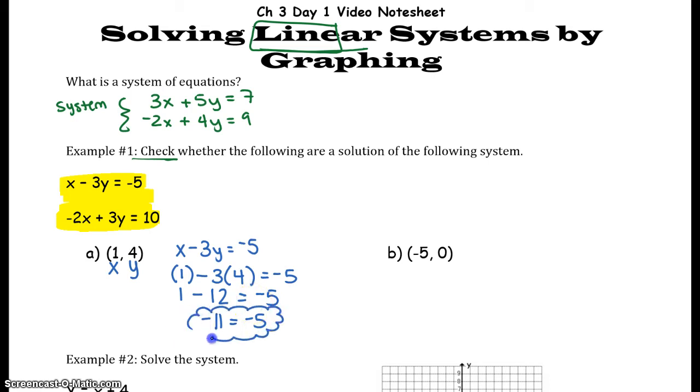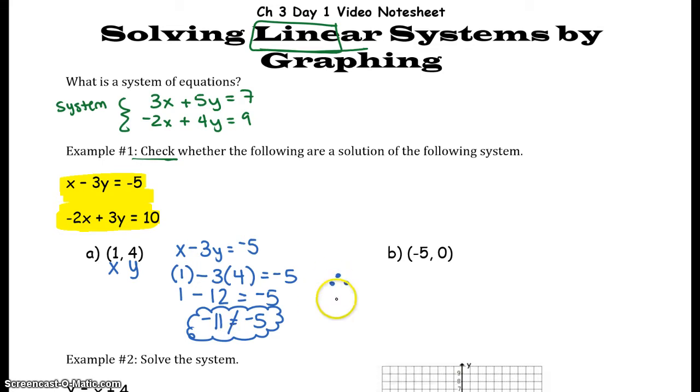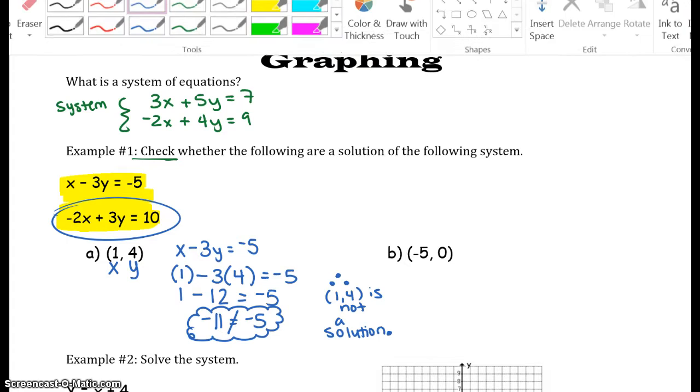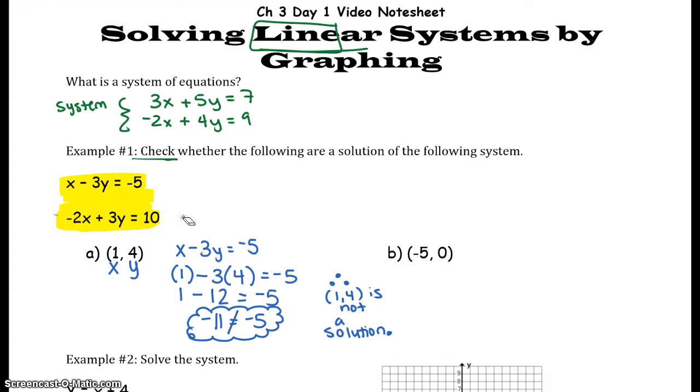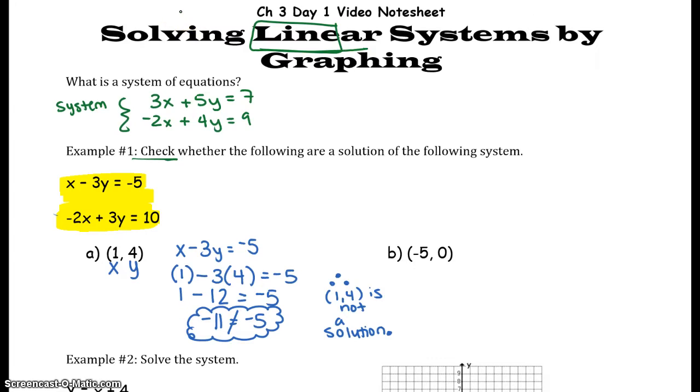Now, hopefully you're going, "Mrs. Pagan, that doesn't make sense." Yeah, you're right. Negative 11 does not equal negative 5. Therefore, (1, 4) is not a solution. Now, some of you might be wondering, what if it worked for the other one? It doesn't matter if it works for this one or not. Because it failed one, it fails the entire system. It has to be good for both of them in order for the point to be a solution to the system.